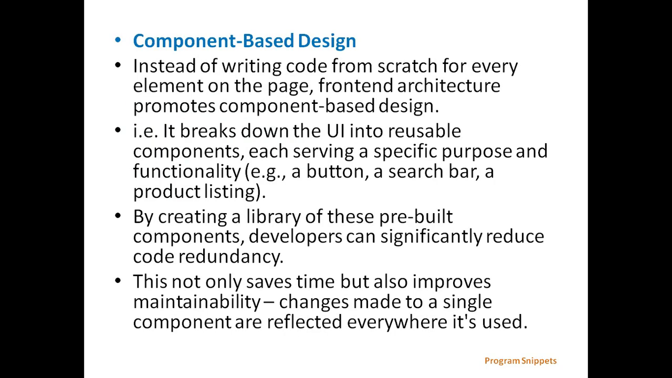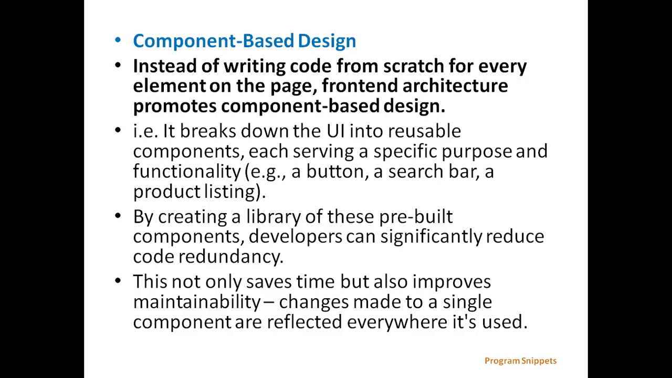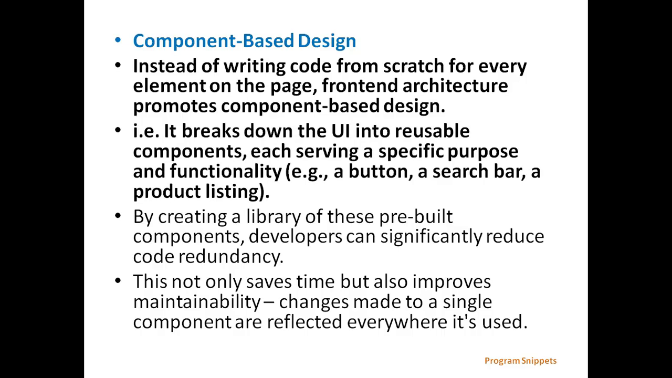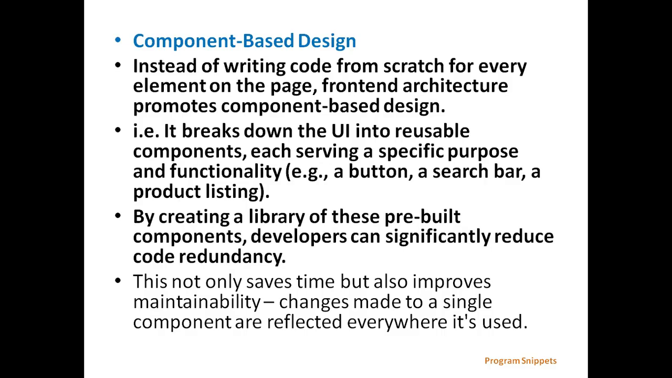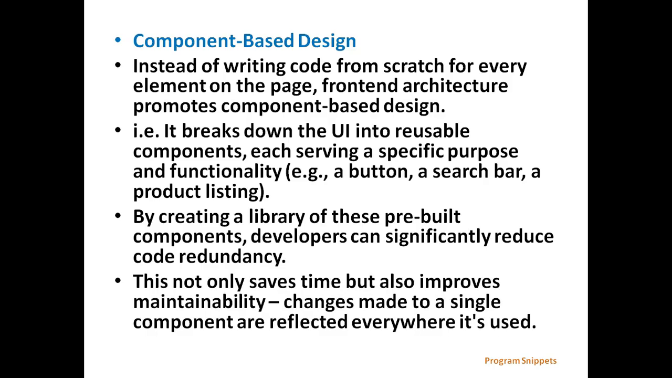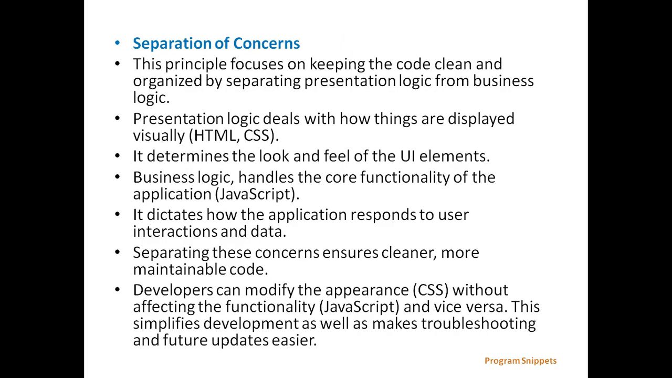First, we'll see component-based design. Instead of writing code from scratch for every element on the page, front-end architecture promotes component-based design. That is, it breaks down the UI into reusable components, each serving a specific purpose or functionality. For example, button, search bar, product listing, etc. By creating a library of these pre-built components, developers can significantly reduce code redundancy. This not only saves time but also improves maintainability, where changes made to a single component are reflected everywhere it is used.